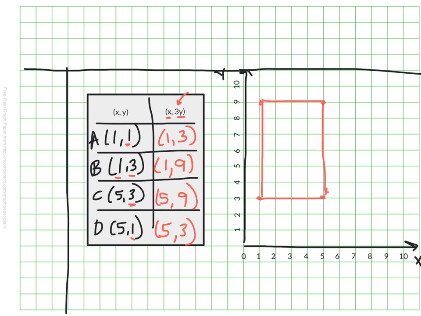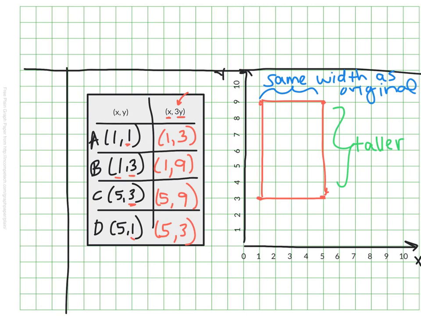Here's what mine looks like. This looks pretty different. It's still a rectangle, right? The shape of a rectangle is still there, but this doesn't look like the original size or shape really anymore. It's the same width as it was, right? It still has the same width that it did at the start, but it looks a lot taller. And where the other one grew in both directions, this one only got taller. It didn't get wider. It's stretched out vertically.